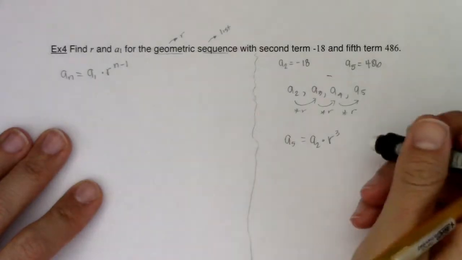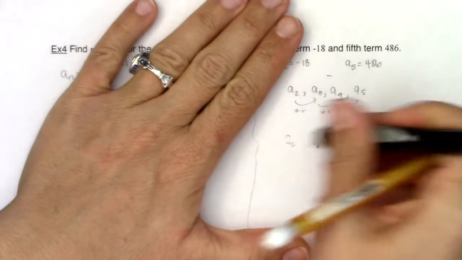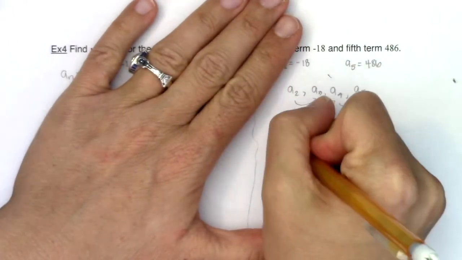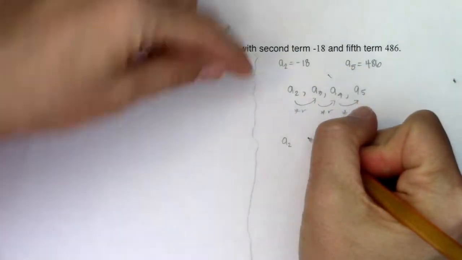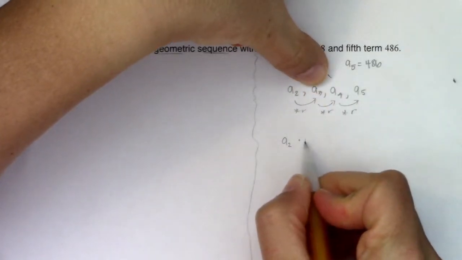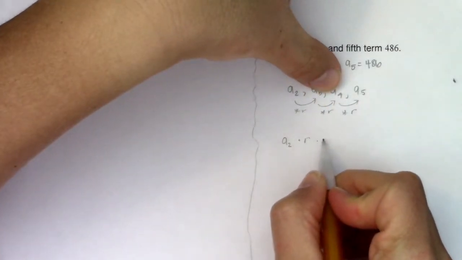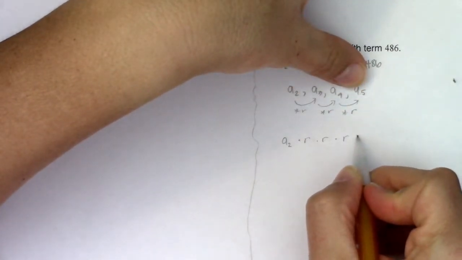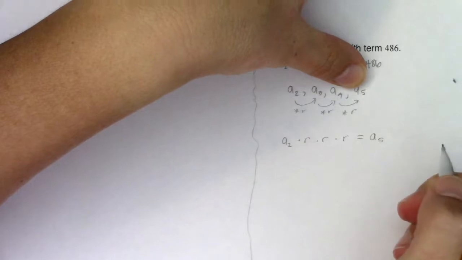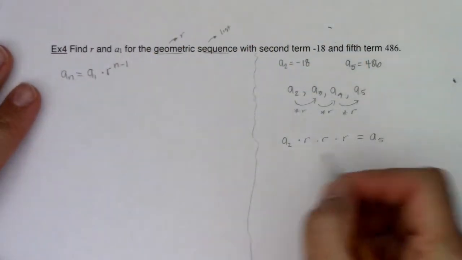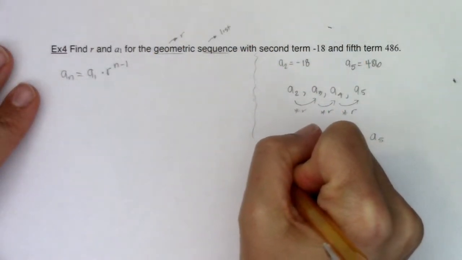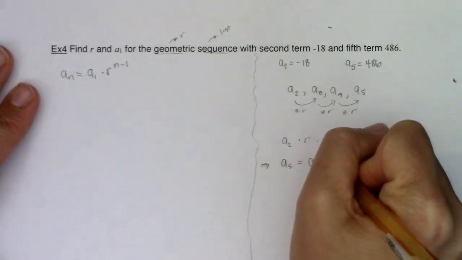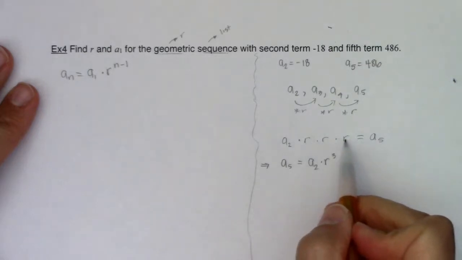So let me rework this. Let me rewrite this because maybe this isn't making sense just yet. So give me a moment. Let me try it this way. Let's say I started with a sub 2 and then I multiplied it by r. That would get me to a sub 3. I multiplied it by r again. That would get me to a sub 4. And then I multiplied it by r again. That would get me to a sub 5, right? So another way of rewriting that is I could say a sub 5 was equal to a sub 2 times r cubed, because r times r times r is r cubed.